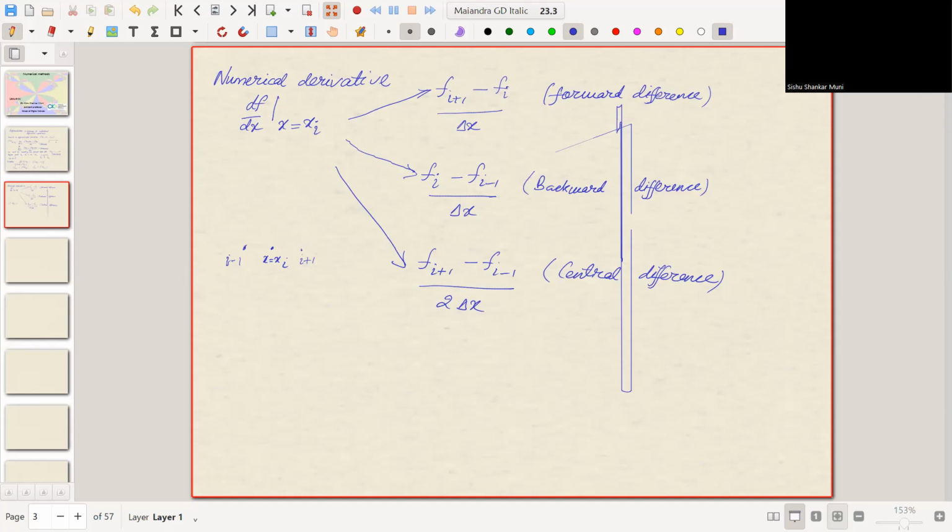What is given to us? The x data set and the function values at that x data set. Is it clear? Then if we are asked to evaluate the derivative at one of the points, we just need the value of the function at those points. Based on the value of the function at those given points, we will compute the derivative.